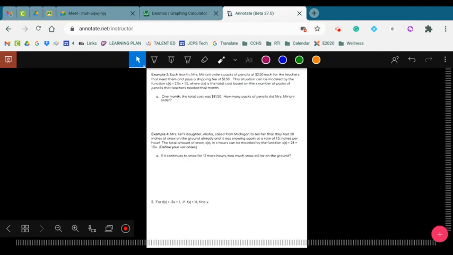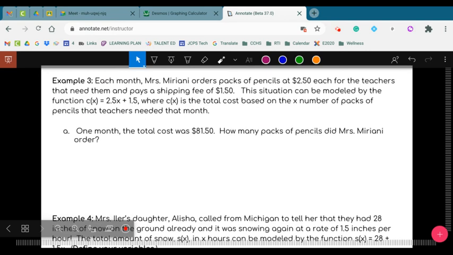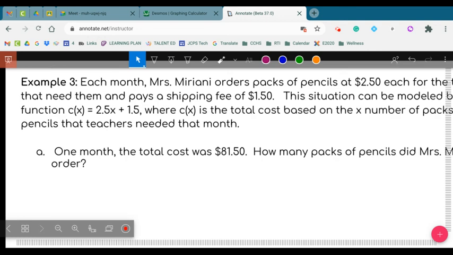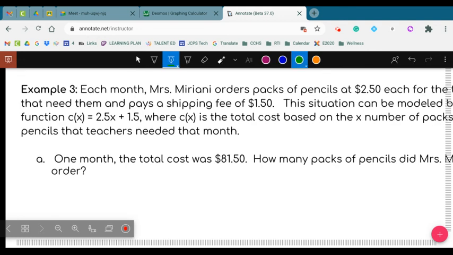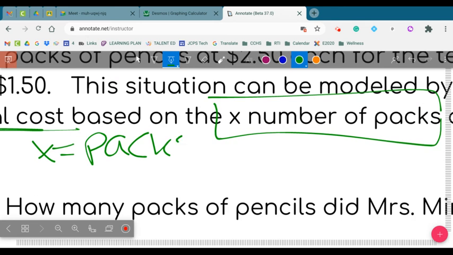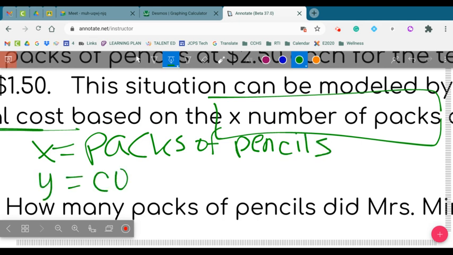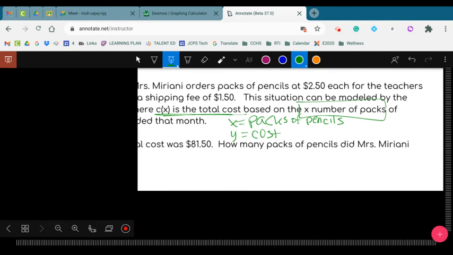Do we have 2 more? Yeah. So it says each month, Mrs. Mariani orders packs of pencils at $2.50 each for the teachers that need them and pays a shipping fee of $1.50. This situation can be modeled by the function C of x equals 2.5x plus 1.5. C of x is your total, and x is the number of packs of pencils. So x equals packs of pencils, and y equals cost. Because remember, our C of x is the same as our y.